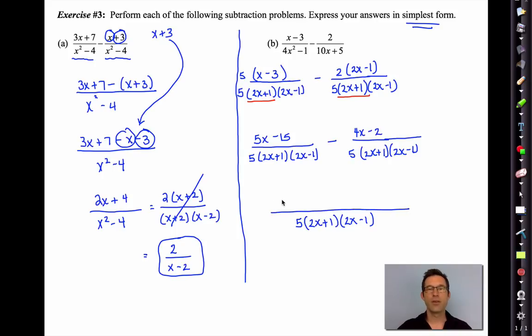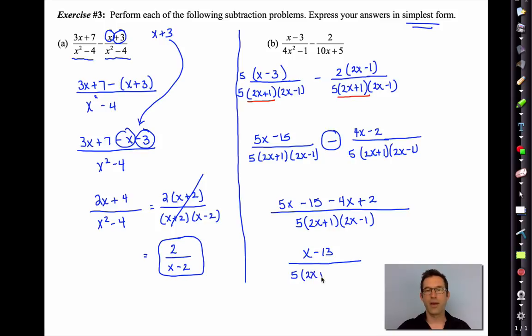Now watch what I'm going to do. I'm going to subtract, and I'm going to distribute this subtraction immediately. Now, when I distribute it to a positive 4x, it becomes negative. But when I distribute it to a negative 2, it becomes positive, right? A negative minus a negative becomes a positive. I can now simplify. 5x minus 4x is 1x, and negative 15 plus 2 is negative 13.